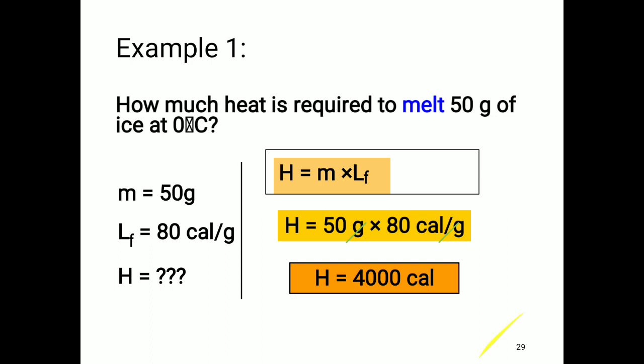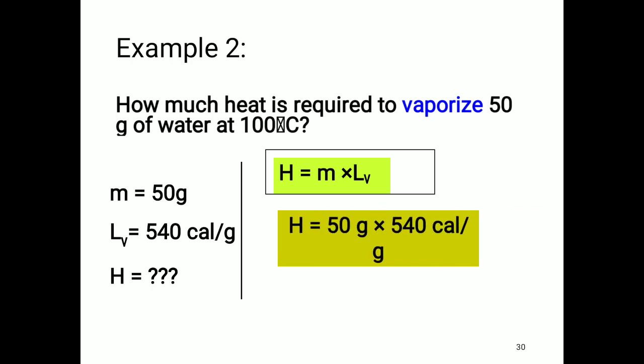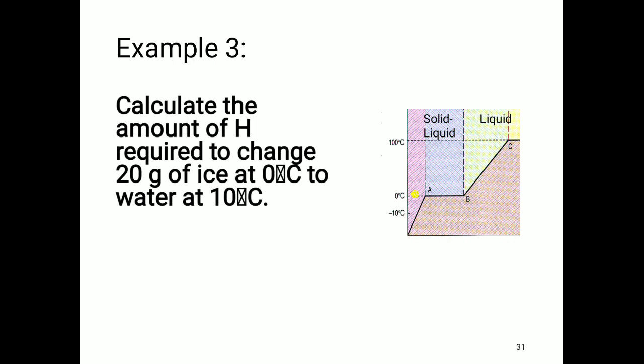Now another example: how much heat is required to vaporize 50 gram of water at 100 degrees centigrade? For that you have to give the heat. The data is given, you have to simply apply the formula H equals m into Lv, and you will get the amount of heat. For this case it is 27,000 calorie.